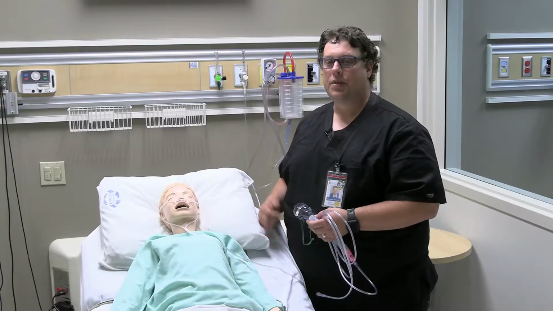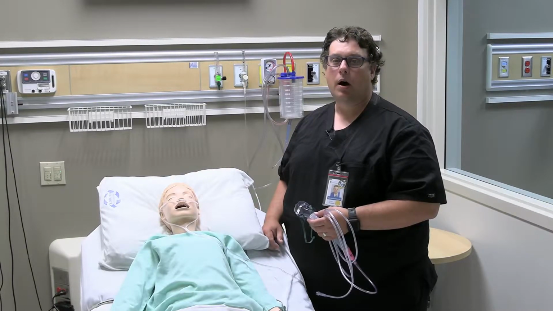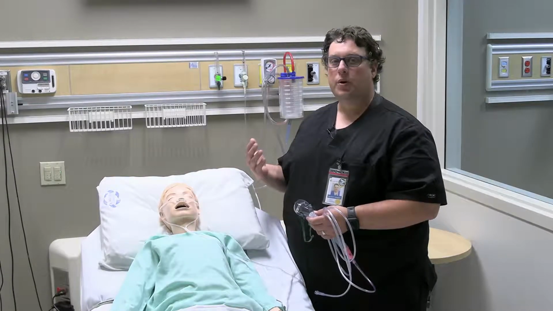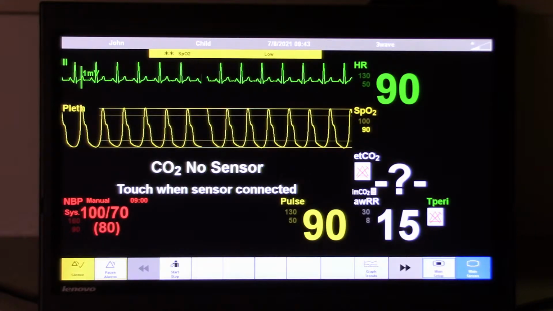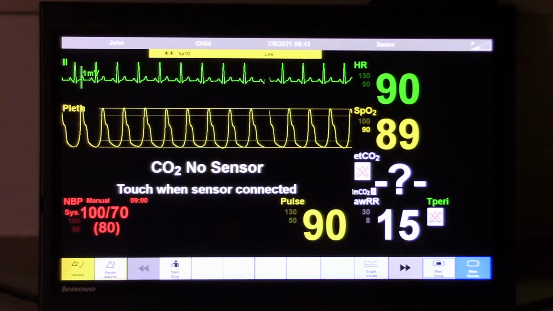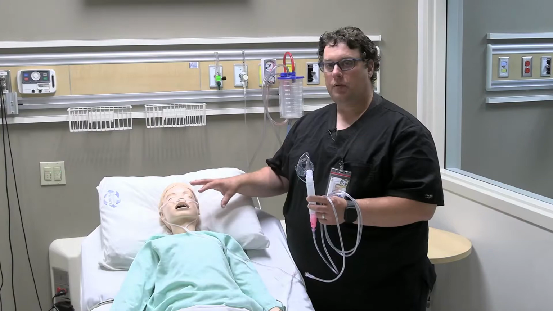So here we are with our patient again, who is now up to 4 liters per minute via nasal prongs, and we're only sitting around 90%. So you want to choose your next level of oxygen therapy. In this case, we're going to go with the Venti-Mask. And with the Venti-Mask, you're going to have to remove your nasal prongs.